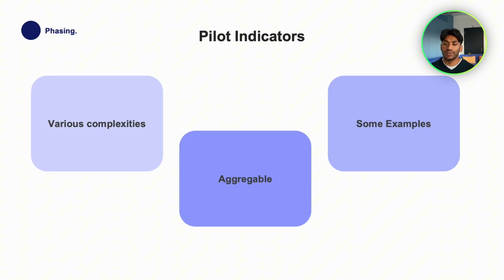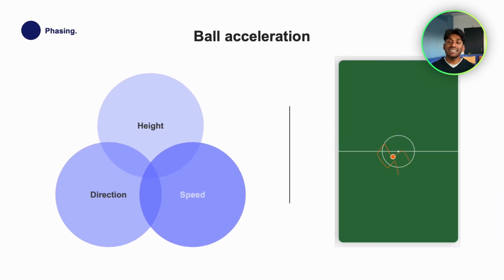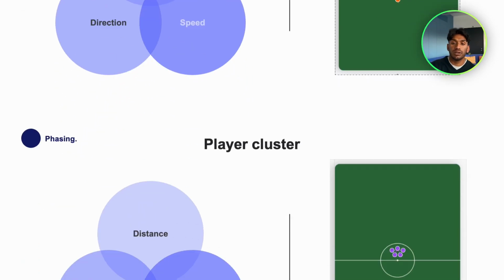To test the system, we built a few pilot indicators. For example, ball acceleration. This indicator just looks at the height, speed, and directional change of the ball to measure its current energy. If a player takes a massive shot on the target, this value is going to spike. It's a very basic metric, but it is incredibly effective at showcasing moments of sudden intensity on the pitch.